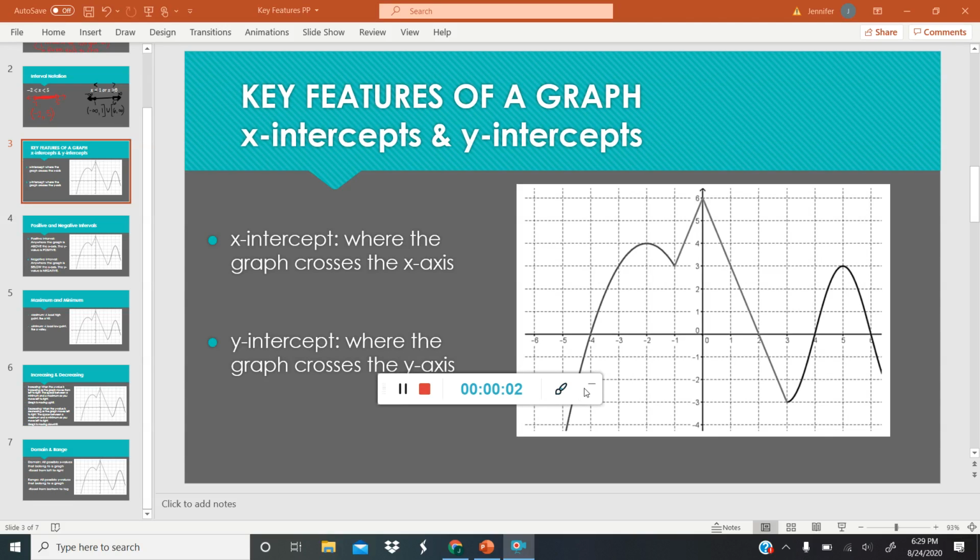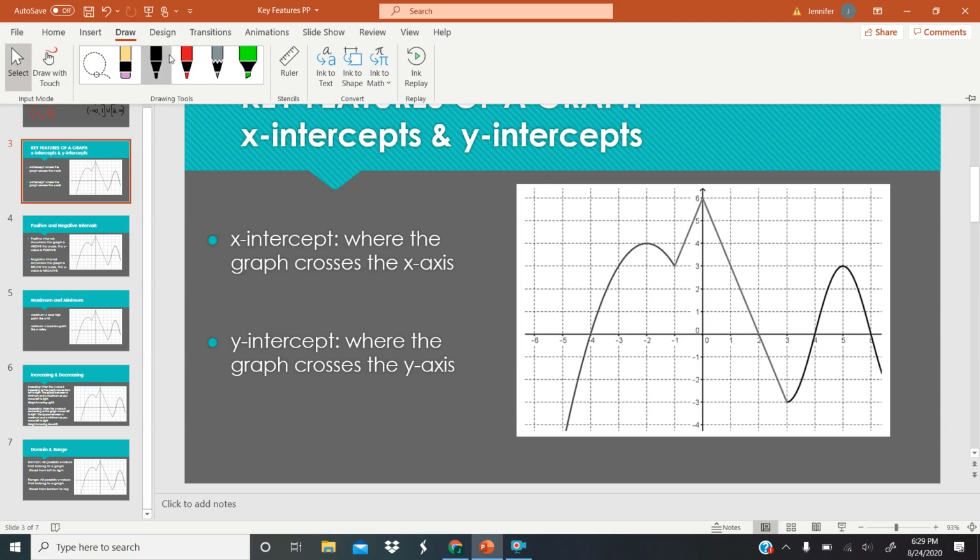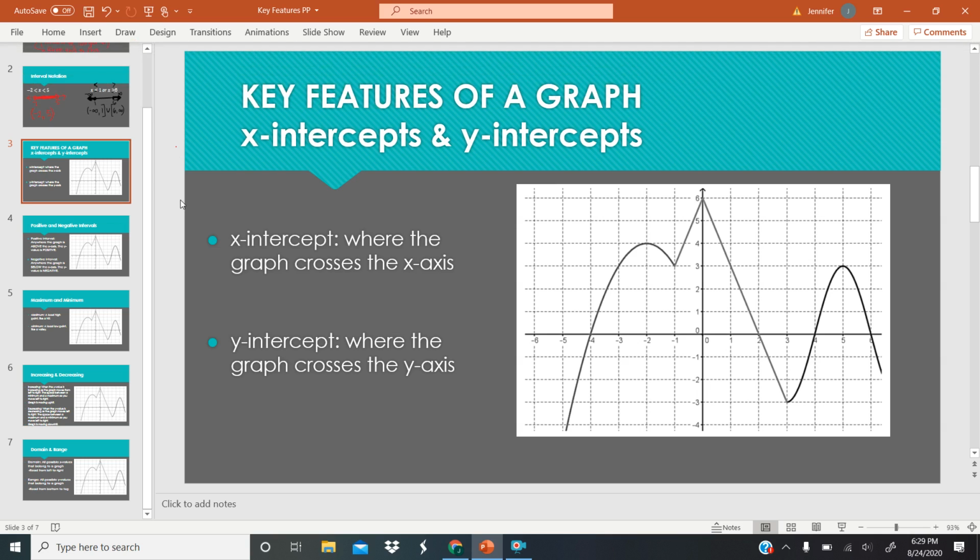So today we're going to talk a little bit about key features of a graph. There are going to be 10 key features that you need to know, and we're going to start with two of the basic ones, being the x and y intercepts. The x-intercept is going to be anywhere that a graph crosses the x-axis. So remember, the x-axis is the horizontal axis and the y-axis is the vertical axis.